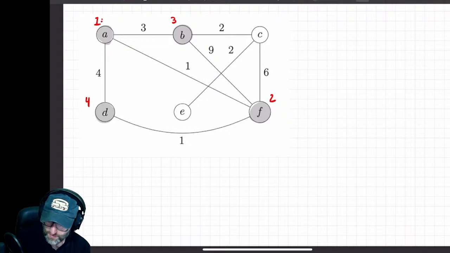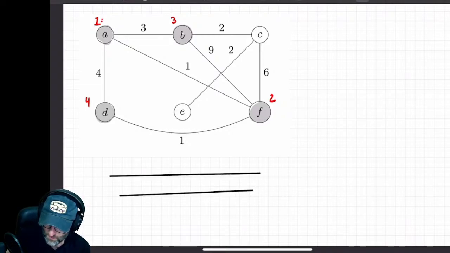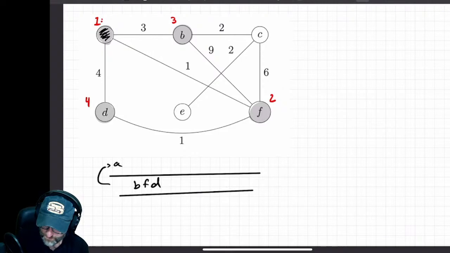What does the queue look like right now? Right. A has already been dequeued. And then we've got B, F, and D in there. All right. At that point, we're done with A, and so we end up processing it. And then on the next iteration, we end up dequeuing B.